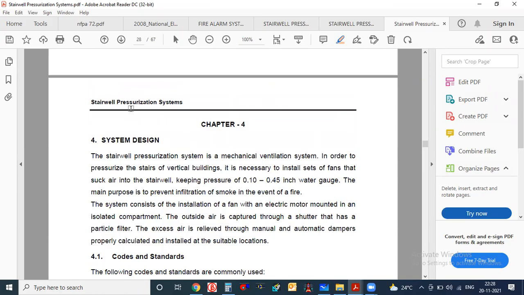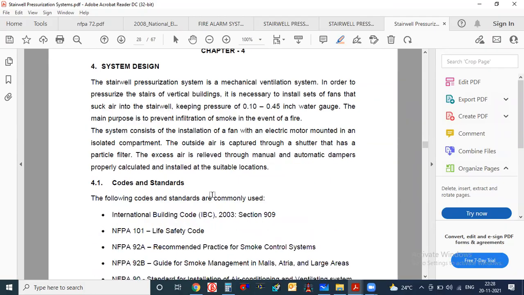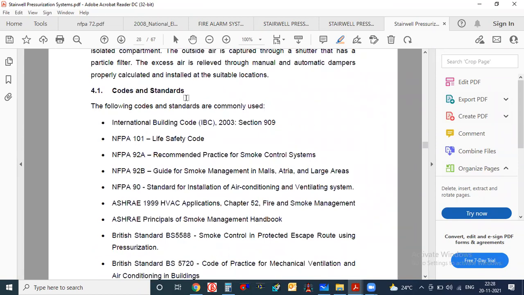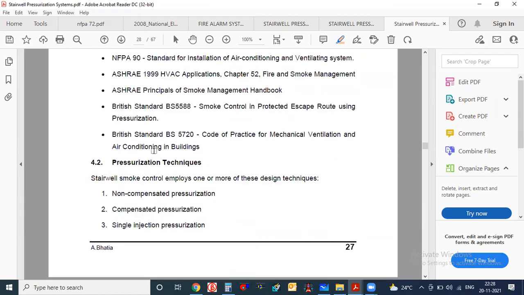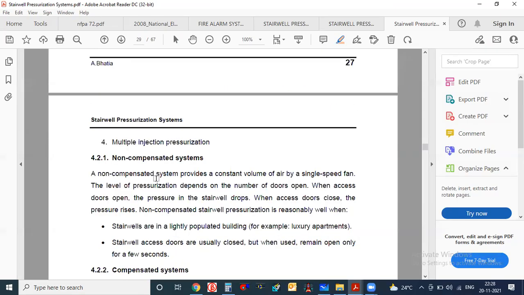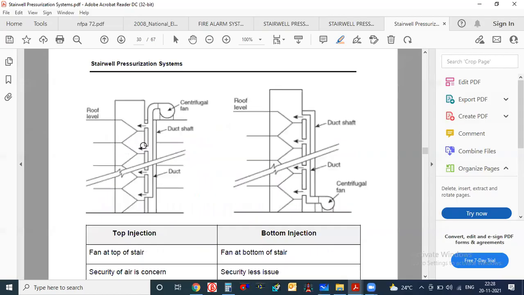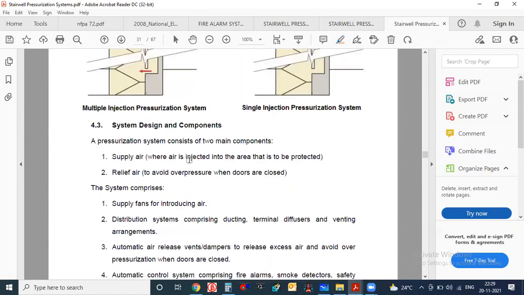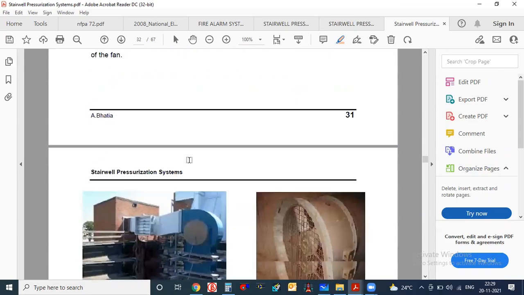Stairwell pressurization system is a mechanical ventilation system. In order to pressurize, it is necessary to install sets of fans that suck air into the stairwell, keeping a pressure of 0.1 to 0.45 inch water gauge. The main purpose is to prevent infiltration of smoke. These are the codes and standards they have followed. There are also pressurization techniques, how this is happening, which is also given here, and they have given some images.